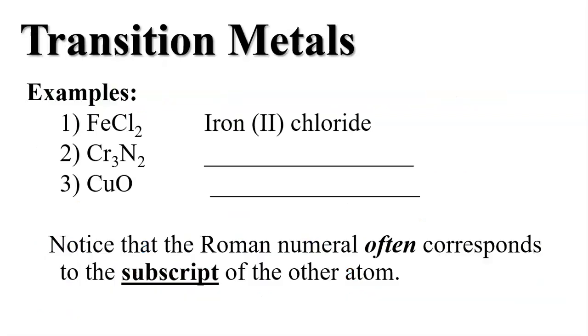Okay? So let's do some examples. So right here, we had iron 2 chloride. See how we had FeCl2? So we took that charge and put it right back up here above where it went.